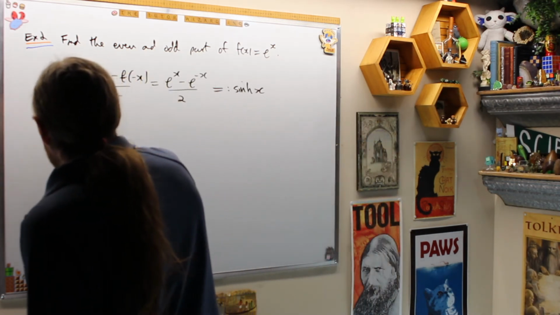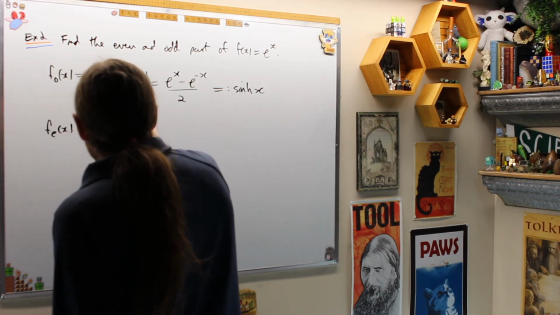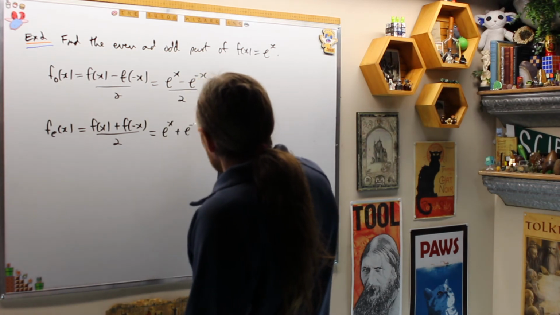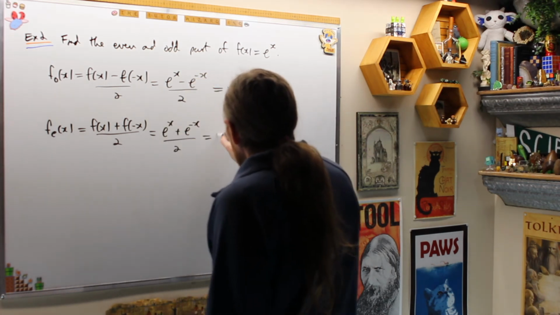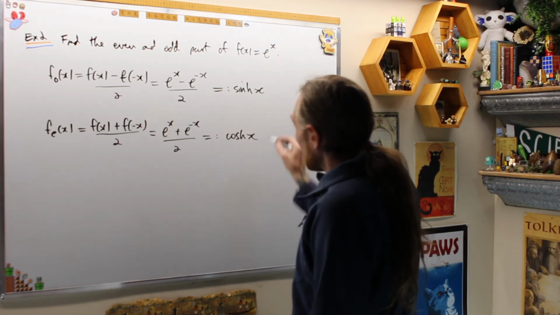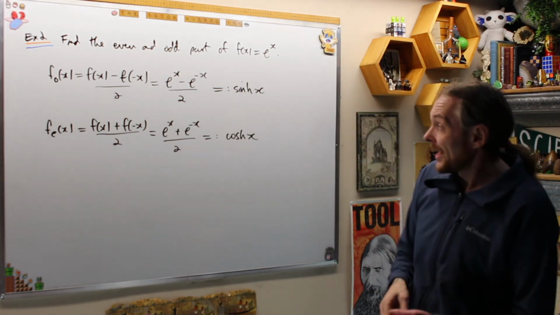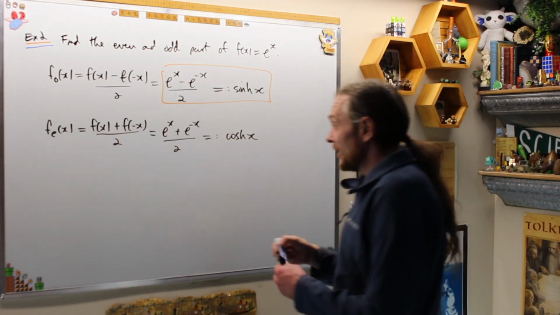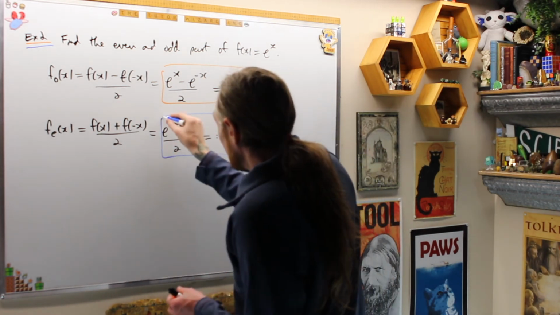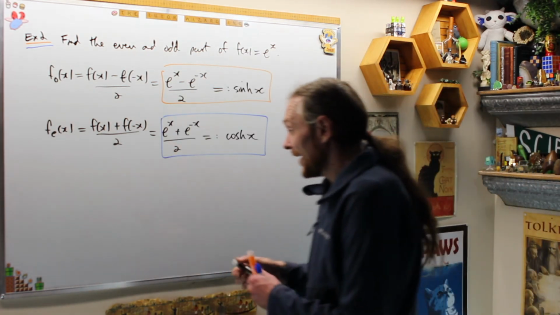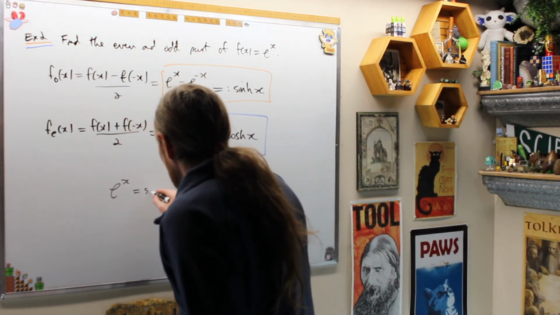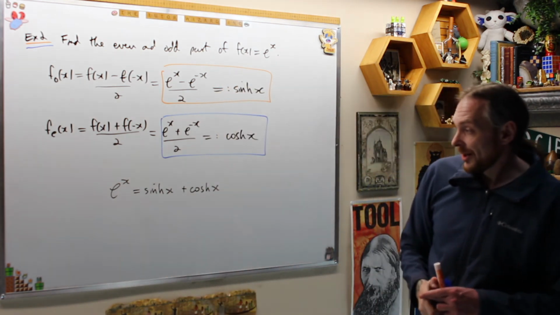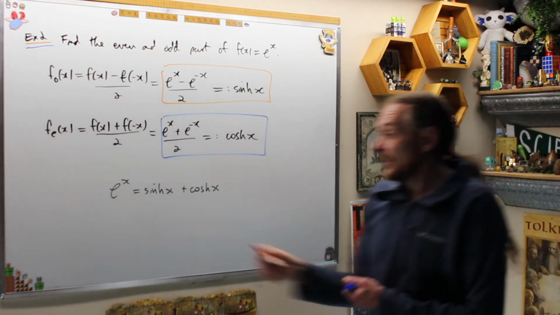And fe of x is equal to f of x plus f of negative x over 2, which is going to be e to the x plus e to the negative x over 2, which is going to be our definition of cosine hyperbolic x. This is the definition of sine hyperbolic and cosine hyperbolic, and it happens to be the odd part and the even part of e to the x. Therefore, our first hyperbolic identity is in fact e to the x equals sine hyperbolic x plus cosine hyperbolic x. It is the even and odd part. This is the odd part, this is the even part of e to the x.